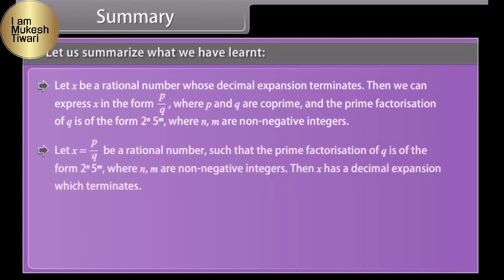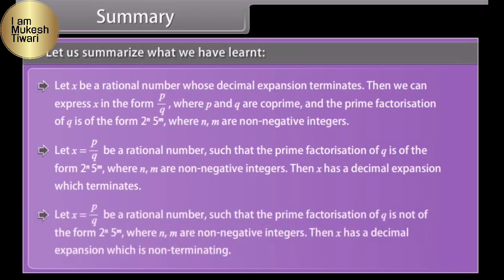Let x equal p upon q be a rational number such that the prime factorization of q is of the form 2 raised to the power n, 5 raised to the power m, where n, m are non-negative integers. Then x has a decimal expansion which terminates. Let x equal p upon q be a rational number such that the prime factorization of q is not of the form 2 raised to the power n, 5 raised to the power m. Then x has a decimal expansion which is non-terminating.